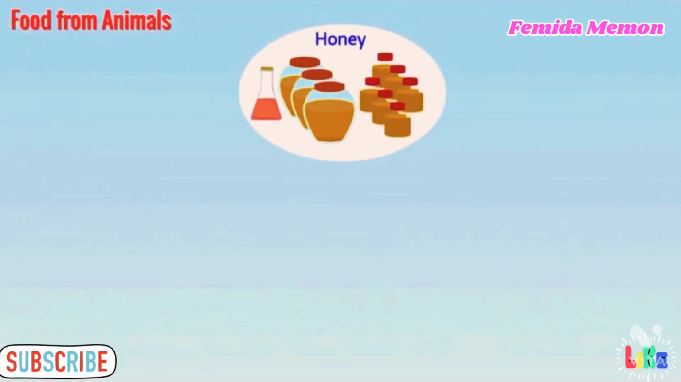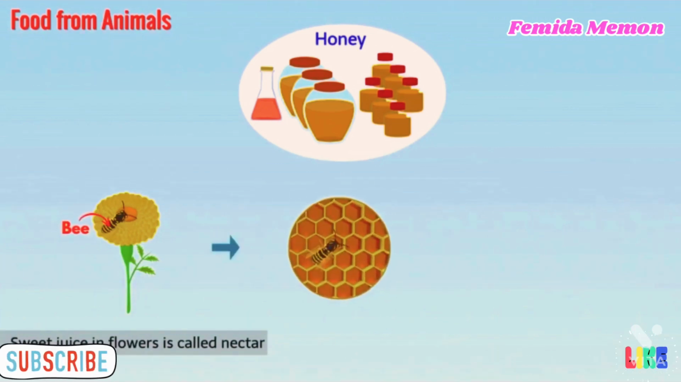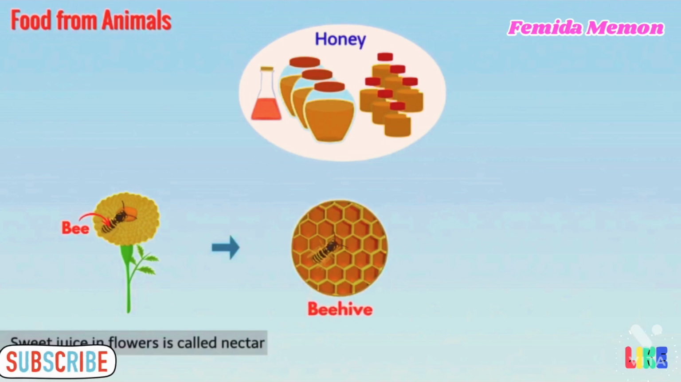We obtain honey from honeybees. These collect a sweet juice from flowers called nectar. They store the nectar in a living place called a beehive. From beehives, we obtain honey.